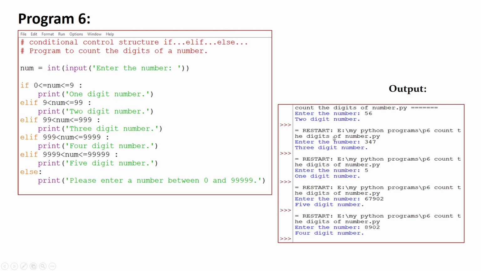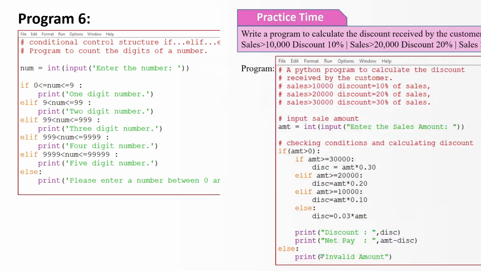So on first execution I entered 56, which showed a 2-digit number. Then I entered 347, then it has given the message 3-digit number. Then 5 was entered, which gave the 1-digit number message. Then we entered 67902, which is a 5-digit number. Then 8902 for a 4-digit number.